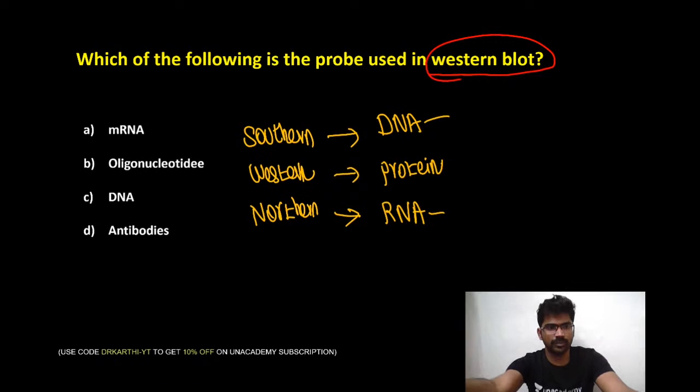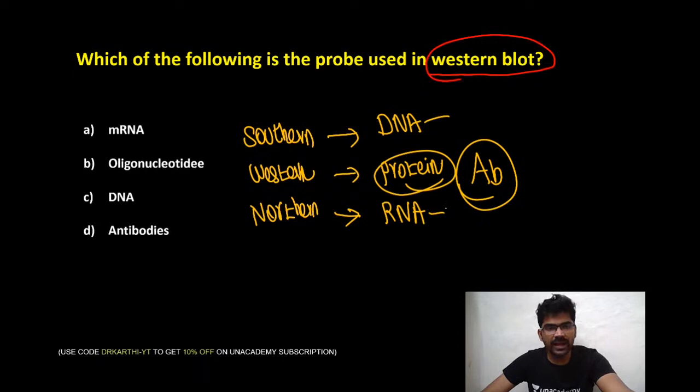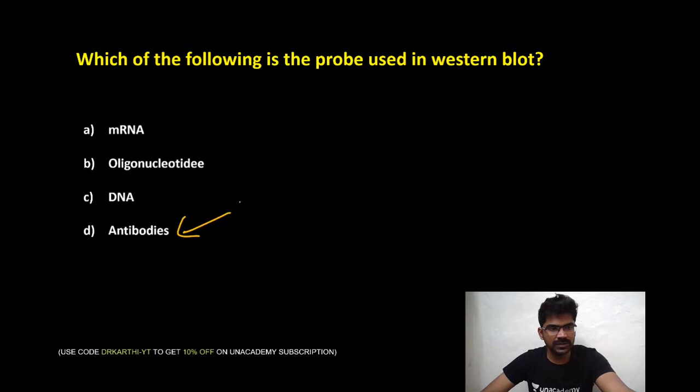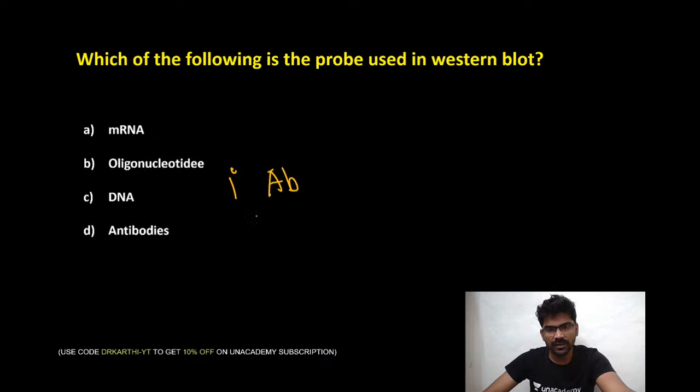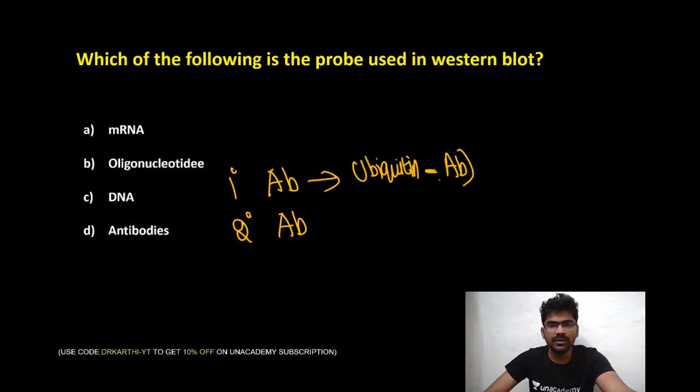For the detection of proteins, what will you use? You have to use antibody probes. So you are going to use antibodies. So obviously it will be for proteins. So Western blot is based on the antigen-antibody interaction. So it's based on what? Antigen-antibody interaction. So proteins will act as antigen, right? So we are going to add antibodies. The antibodies will be primary antibodies and secondary antibodies. Primary antibody means it will be against the target protein. For example, if you want to detect ubiquitin, it will be a ubiquitin antibody raised in a particular species. For example, that antibody may be raised in the mouse, right?